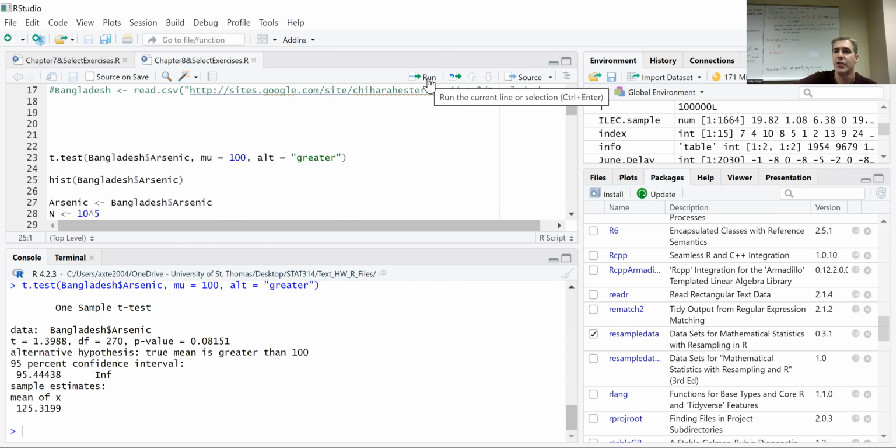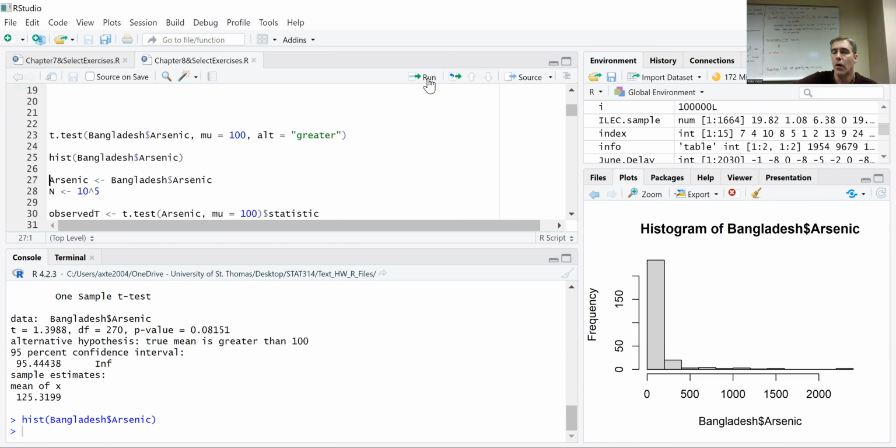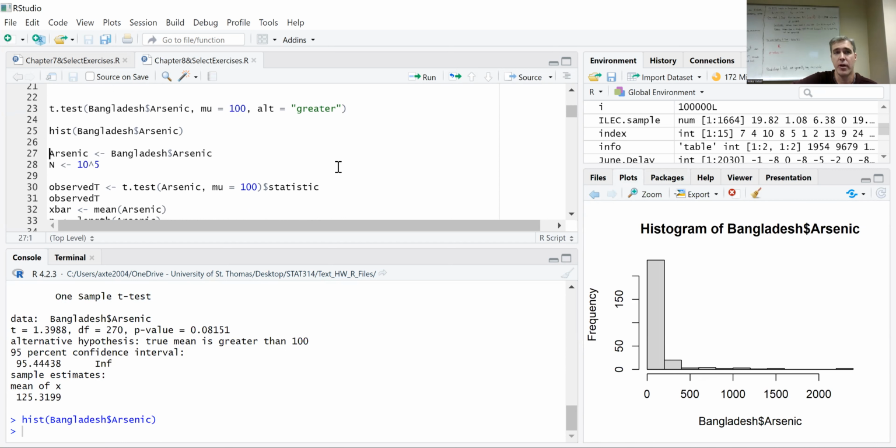Now let's just look at a histogram of the arsenic data. Okay, and you see it's way right skewed. It's got a long right tail and essentially no left tail, which makes sense because it's kept at 0 for parts per million. So this gives us pause to think that a t-test might not be the appropriate test, because the data is not symmetric.